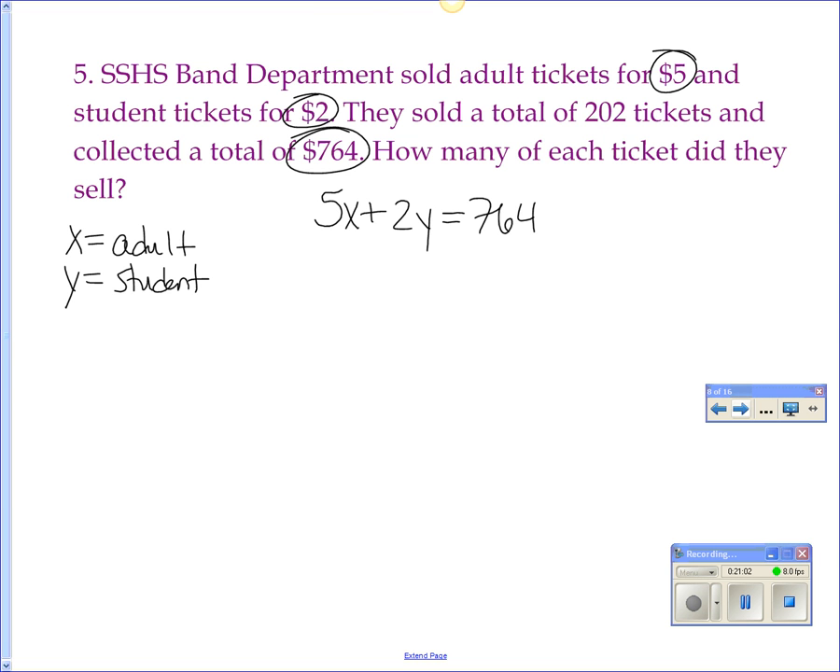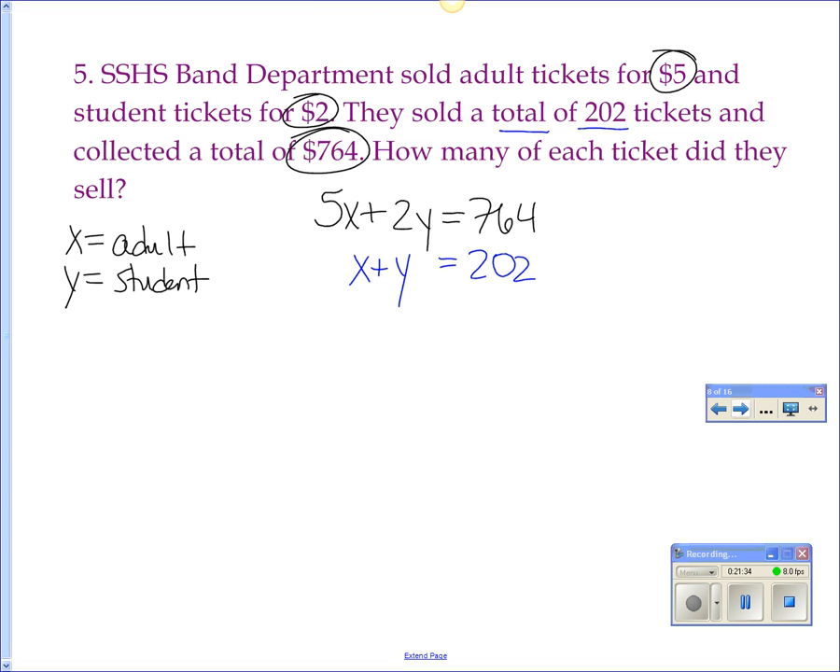I only have one number left. Do y'all see that? It's 202, and that's a total. So that has to go right there. 202 is a total, so it goes at the end. And there's no other numbers left. All you put is x plus y. You don't put any numbers with the other one. That's all you put.